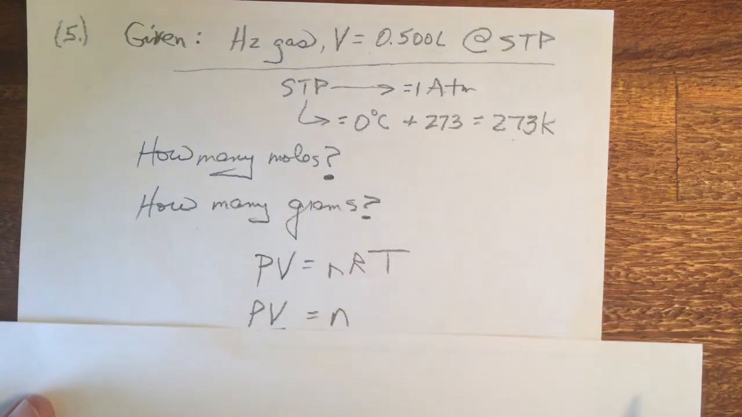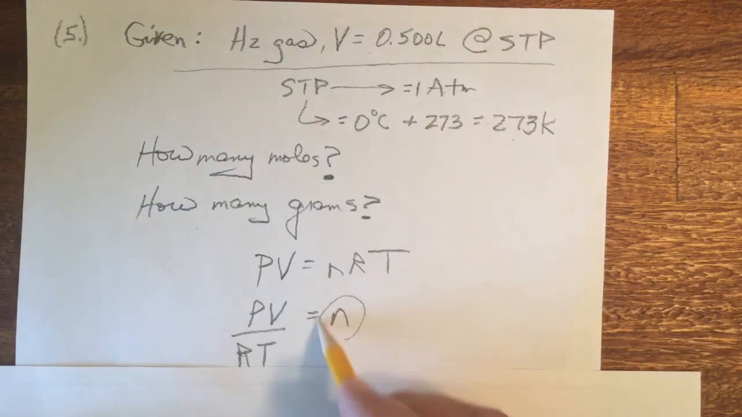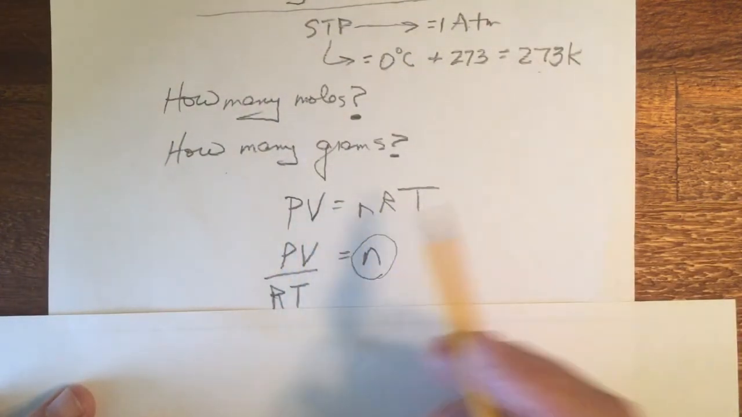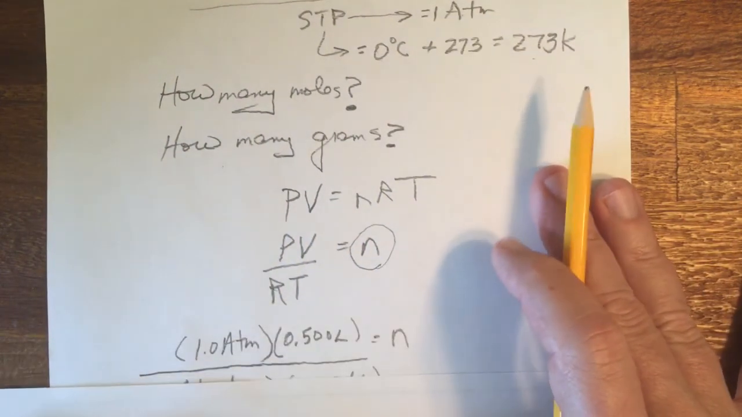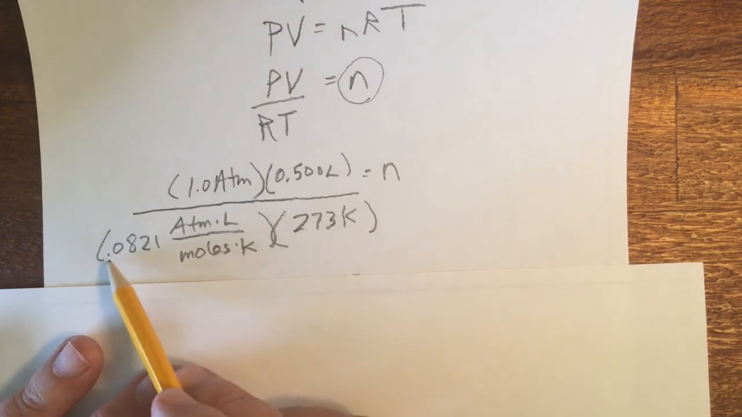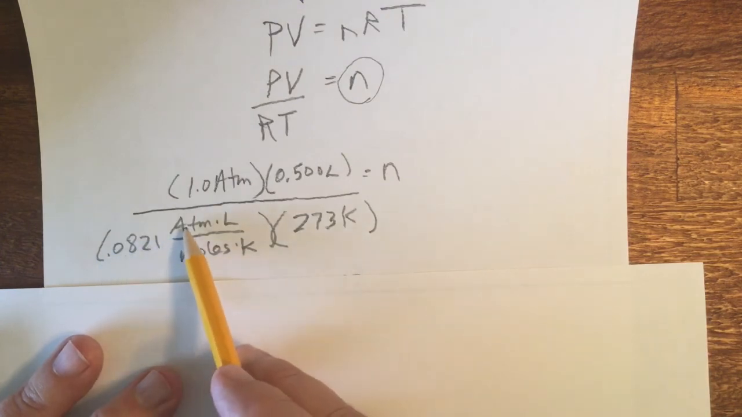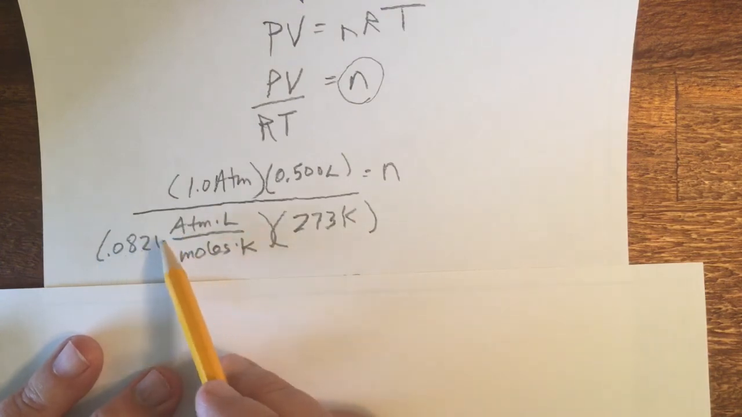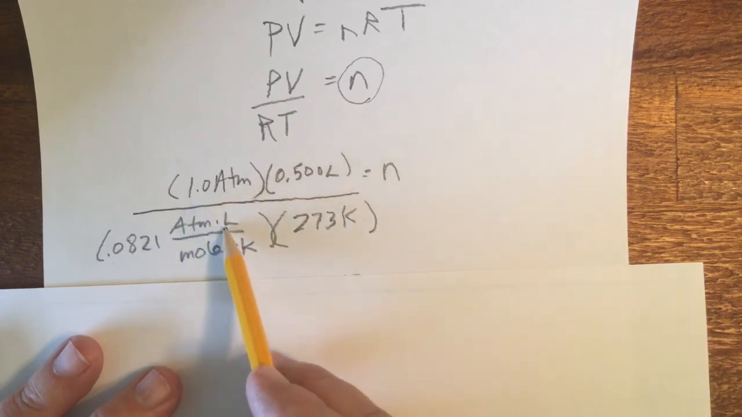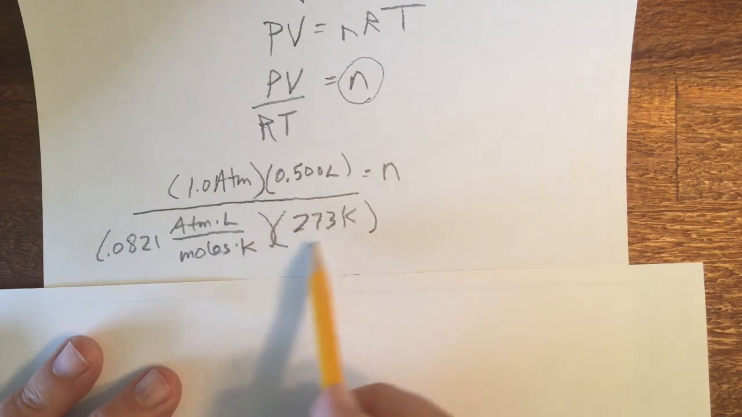So PV equals nRT. We rearrange to solve for the number of moles, which is n, by dividing both sides of this equation by RT. We plug in the numbers here, shown here. Now, remember, when we're using this gas law constant of 0.0821, in these units, we have to have the same units of pressure in the given situation, atmospheres. Volumes must be in liters and temperatures in Kelvin.